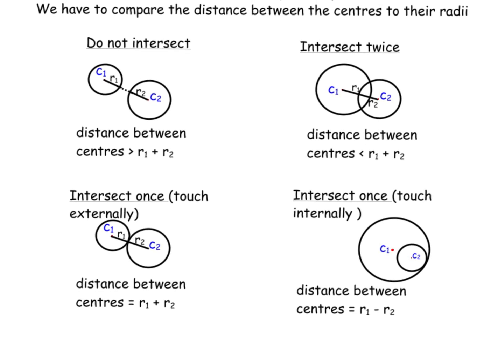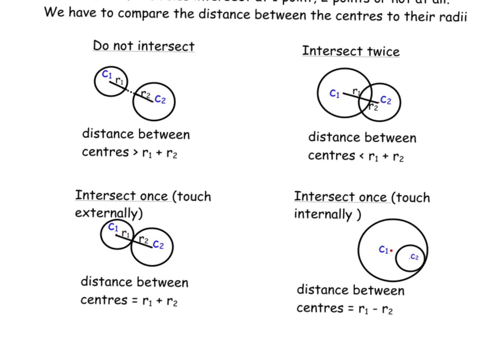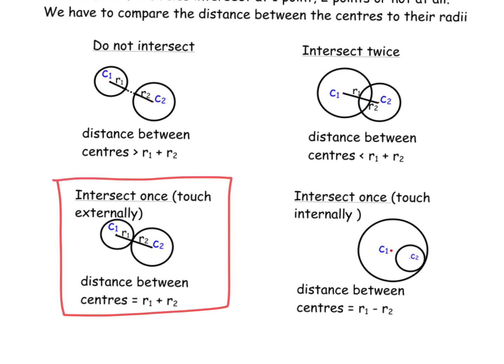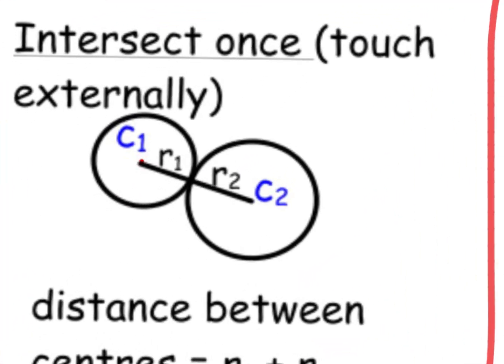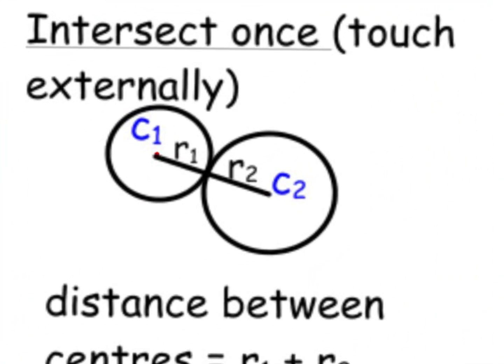It's easier to prove the touching ones first, so I'm going to look at the bottom 2. If 2 circles touch, then the radius plus the radius of each circle equals the distance between the centres. So for example, if I told you the radius of this circle was 1 and the radius of the circle here was 2, then the distance between those centres must have been 3. So if radius 1 plus radius 2 equals the distance between the centres, they touch.